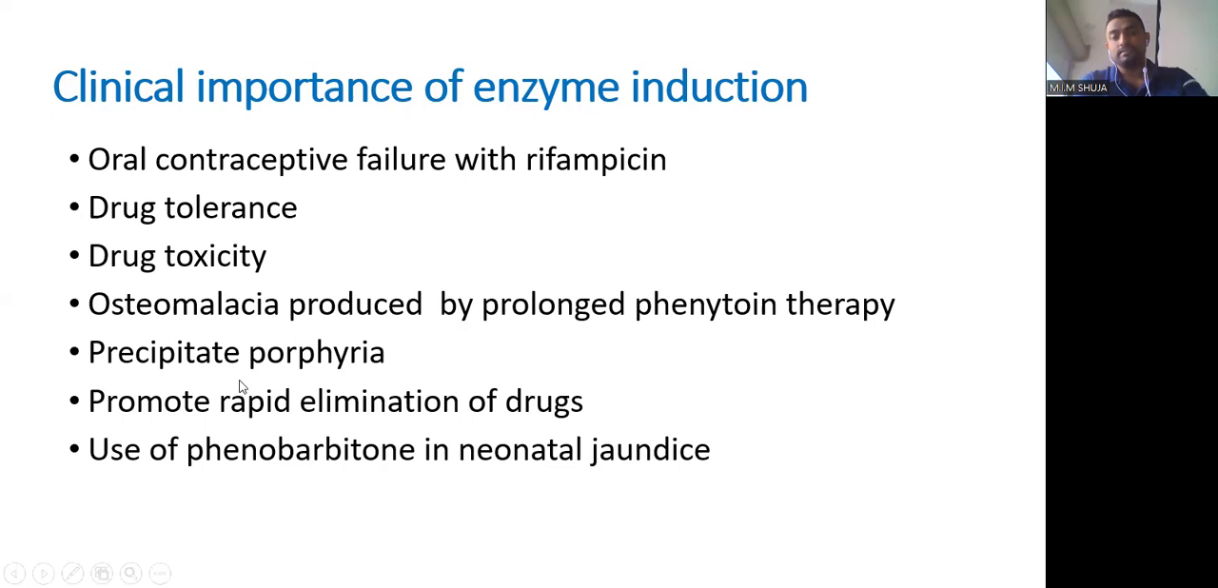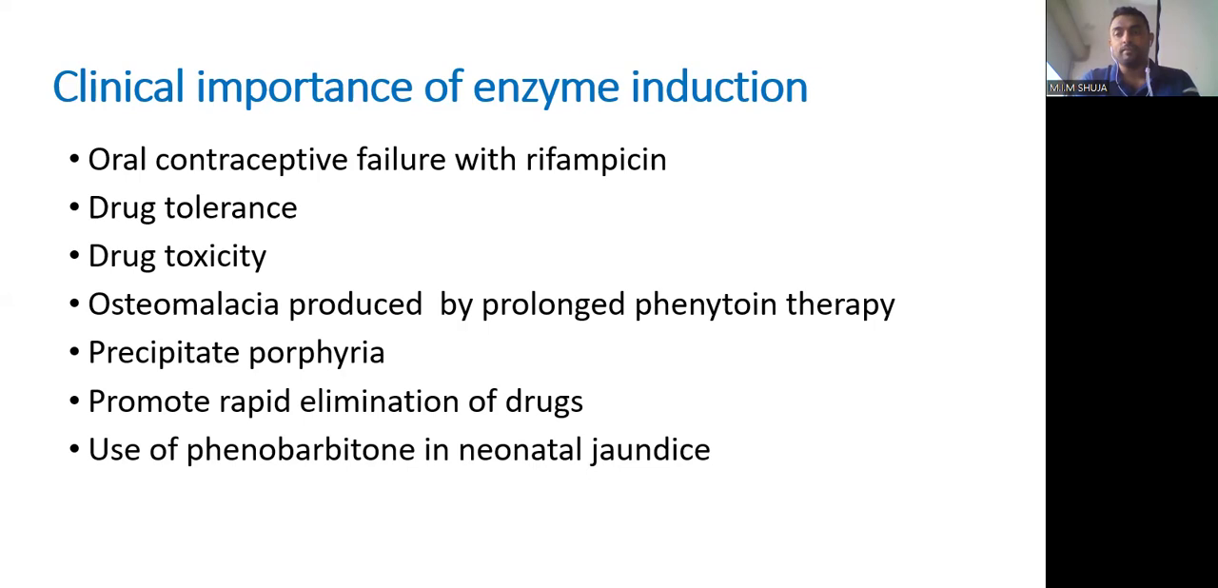And precipitation of porphyria, and rapid elimination of drugs is also possible. The precipitation of porphyria has something to do with the heme component. And another very important one, earlier used but nowadays not practiced: you would give phenobarbital in neonatal jaundice.